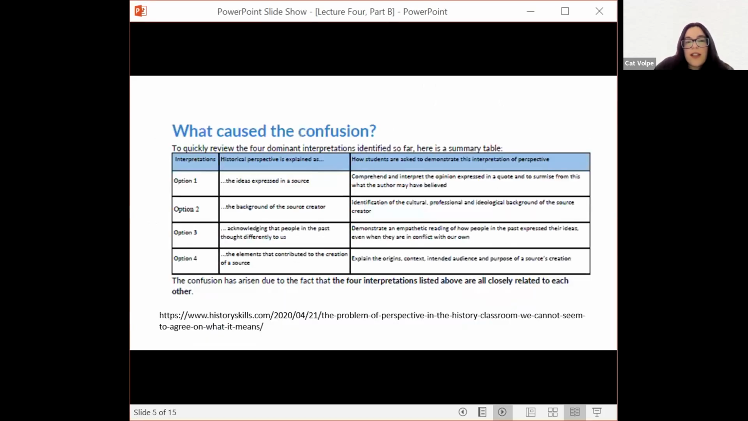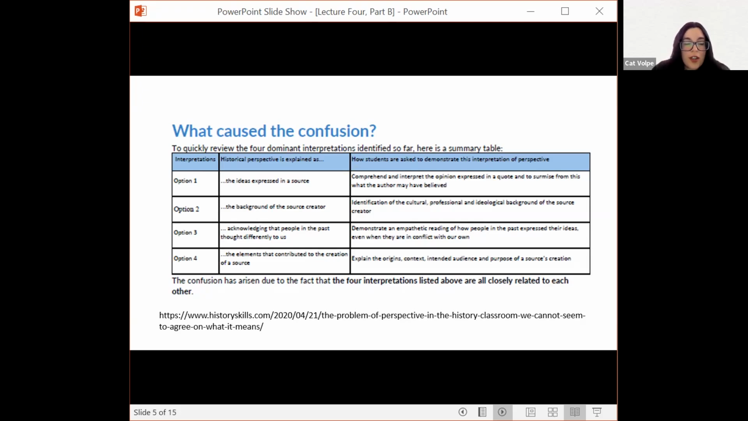Okay, so the article basically goes on to say that there is disagreement between teachers about what perspectives are, and also the practice of teaching perspectives. So the author of this article actually offers 4 different options and interpretations of how historical perspective is explained. Overall, teachers explain perspective in the following 4 ways. So the first one, it's explained as the ideas expressed in a source.